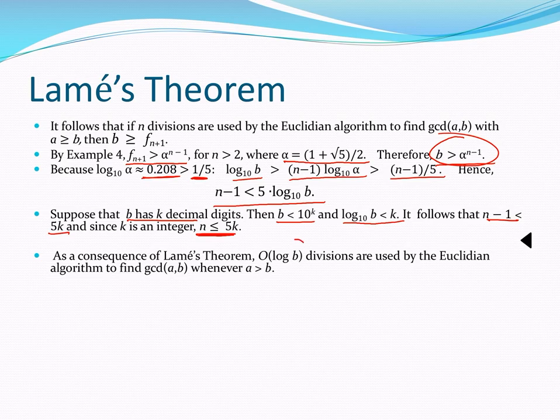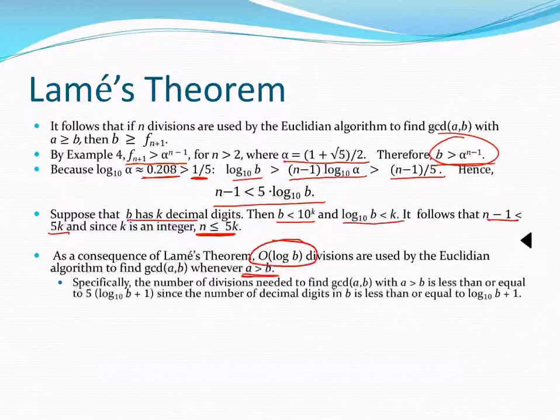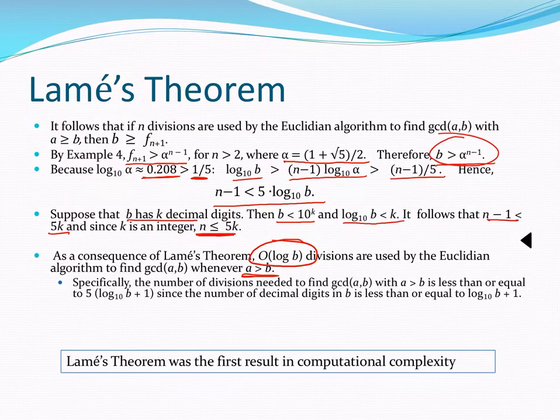And so we can say that the Euclidean algorithm has big O of log of b divisions, where b is the smaller of the two numbers. And this is considered the first result in computational complexity. That's pretty neat. And there's a proof of Lamé's theorem.